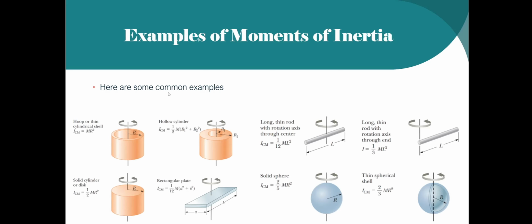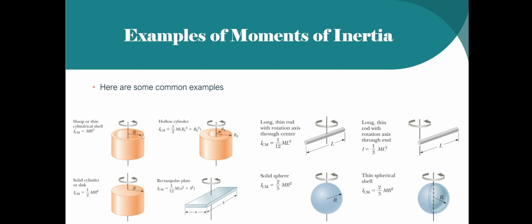The first one, these are just the common ones, but every object does have a moment of inertia of some type being rotated around some axis. But let's look at some common ones that you'll see in homework problems and exams. The first one is the hoop, or you can think of it as a thin cylindrical shell. All the mass here is on the outside, the outer rim. There's nothing in the middle, it's hollow. So all of its mass is on the radius r.